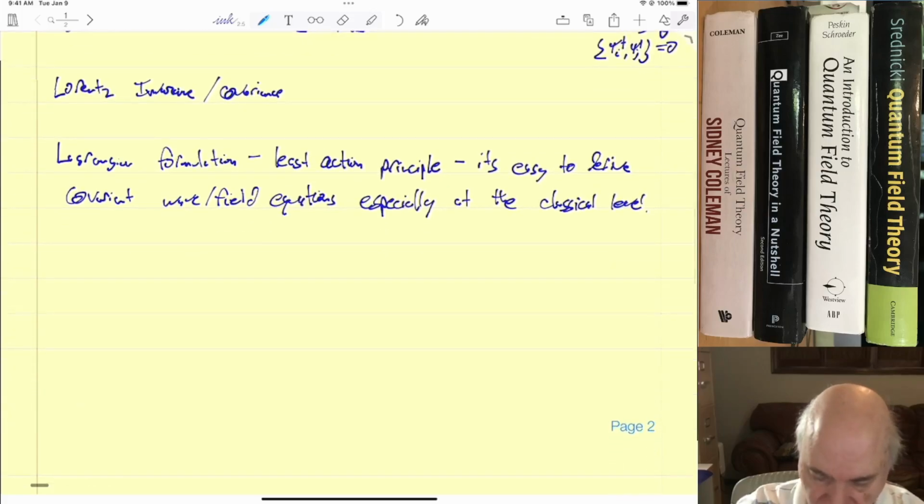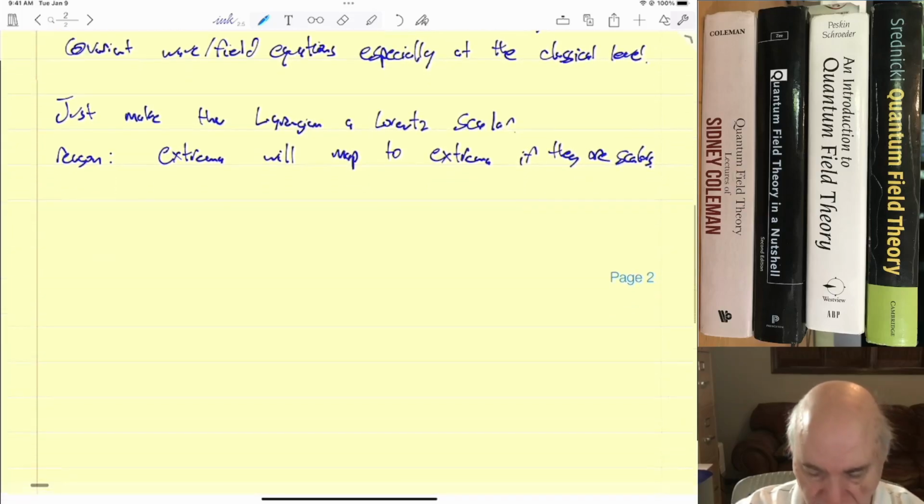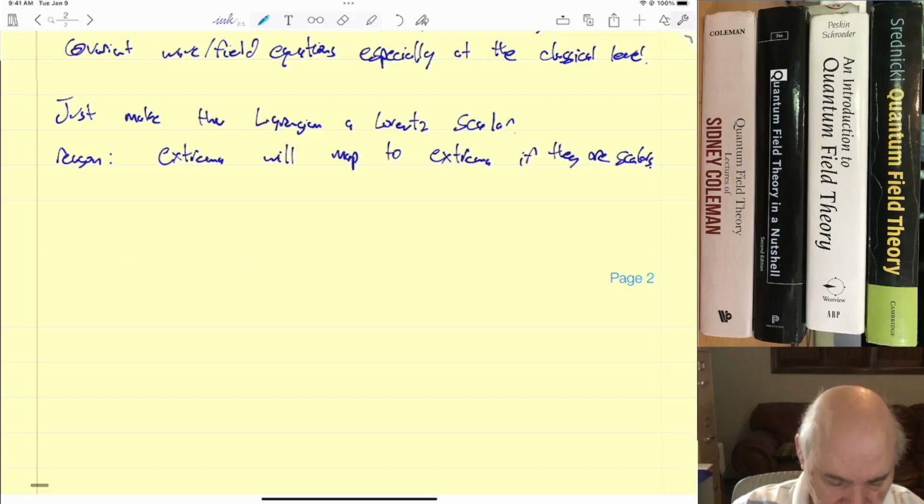And the answer is just make the Lagrangian a Lorentz scalar. And the reason for this is that if you have, in one reference frame, an extremum, extrema will map to extrema if they are scalars. So that sort of gives us a way to do what we want to do, and start with the general transformation.